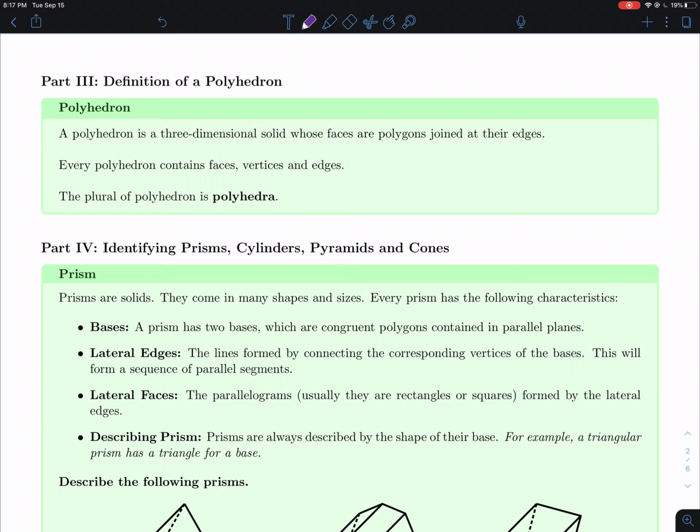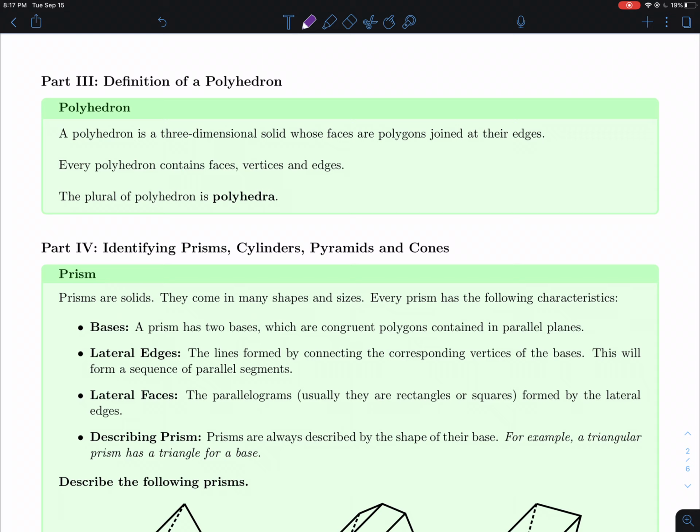So all of the shapes that we're talking about in this section are going to be what are called polyhedron. A polyhedron is just a three-dimensional solid whose faces are polygons joined at their edges. So remember, a polygon means it has to be like a triangle, a square, a pentagon, a hexagon, an octagon, anything like that. So circles won't count. So we are going to talk about cylinders and cones. Those won't be polyhedron in this case. So it has to have polygon shapes to be a polyhedron.